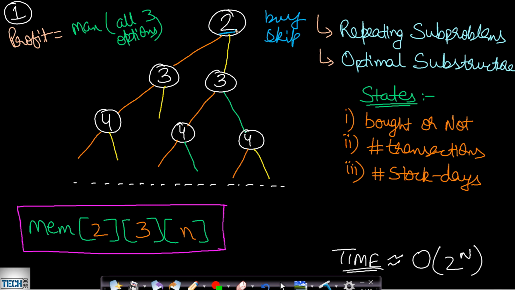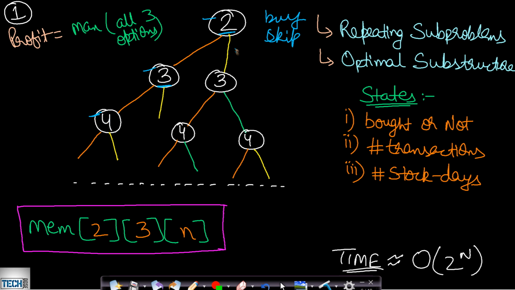Okay, so when we were at 2, this red line indicates that we are skipping. So if we skip buying this 2, then we will go to the second day and the price on that day is 3. So we can again skip or we can buy. So if we skip it, then we will move to the third day where the price is 4. We can again skip or buy. Okay, like this the recursion calls will be made.